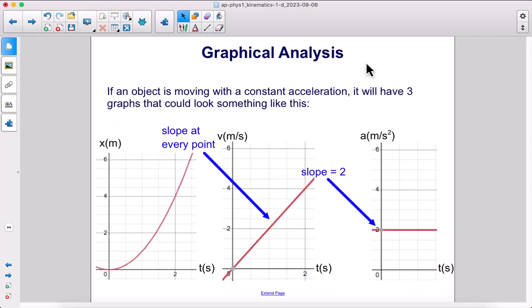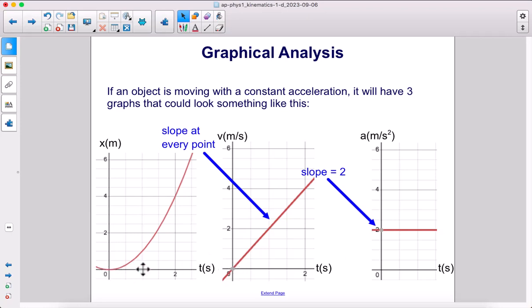If an object is moving with a constant acceleration, it will have three graphs that could look something like this. So remember, constantly accelerating, you get that parabolic shape. You get a parabola. If you take the slope of the tangent line at various points, you will get the values of velocity. See, at this point, at the origin, position of 0, the tangent line is a horizontal line. The slope, therefore, is 0 at that point.